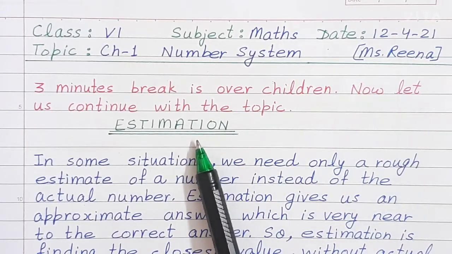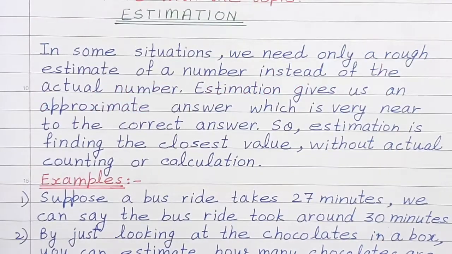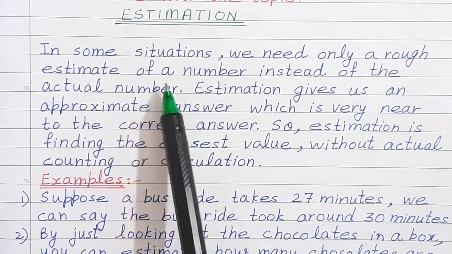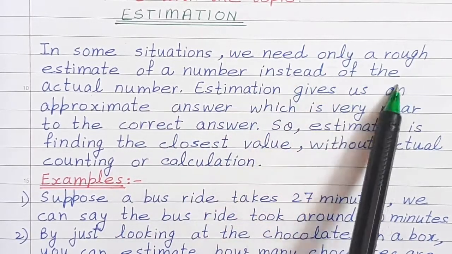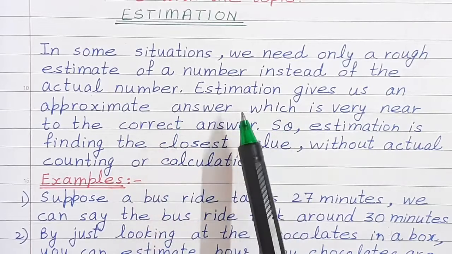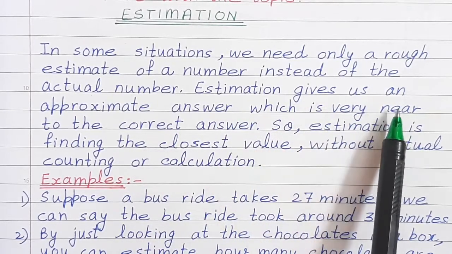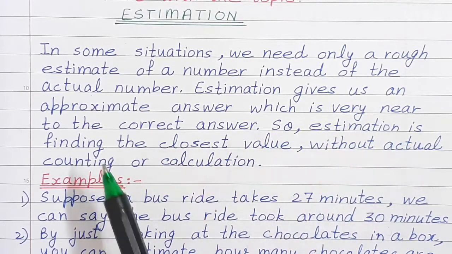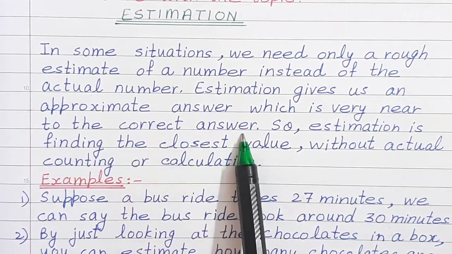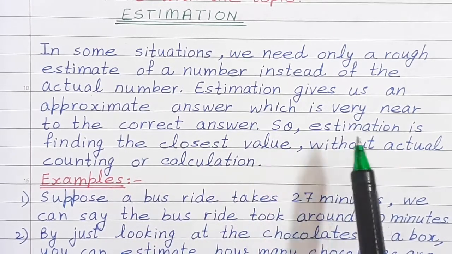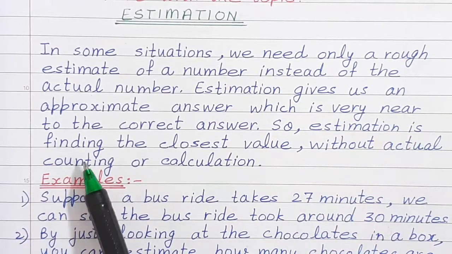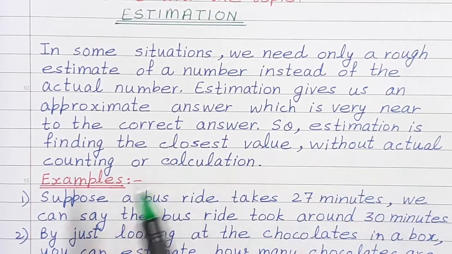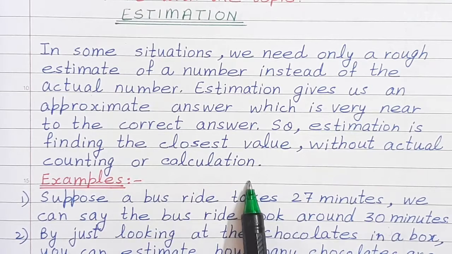Now children, let us discuss estimation. In some situations, we need only a rough estimate of a number instead of the actual number. Estimation gives us an approximate answer which is very near to the correct answer, right? So, estimation is finding the closest value without actual counting or calculation.